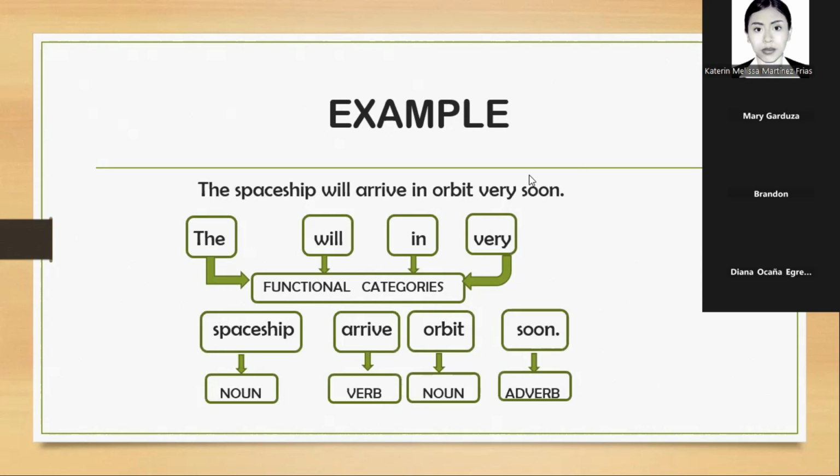We have that spaceship is a noun and it's the head of the noun phrase. Remember that the noun phrase in this case is the spaceship. Obviously, in this case we can replace the noun phrase, the spaceship, by the word it, or the pronoun it. But what category is the? The, remember, is functional. Arrive is the verb, orbit is a noun, and soon is an adverb.